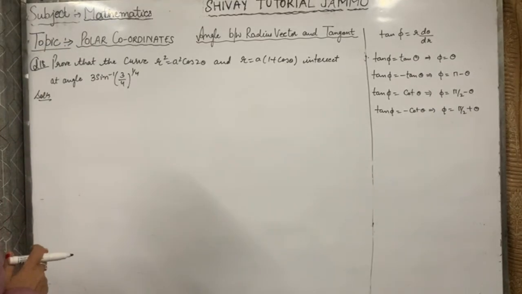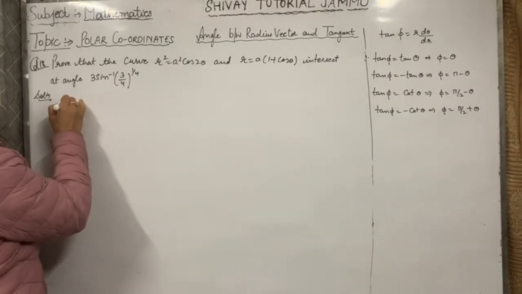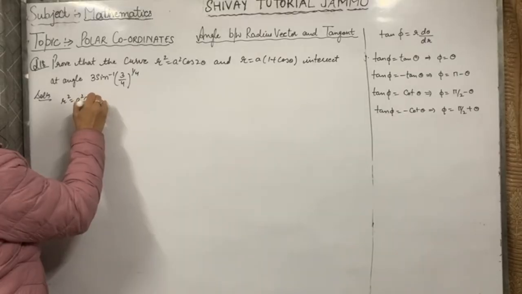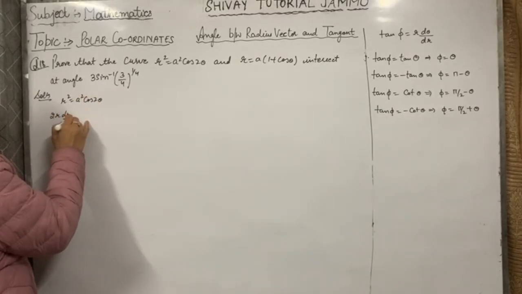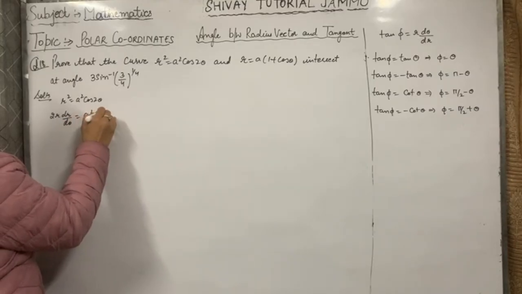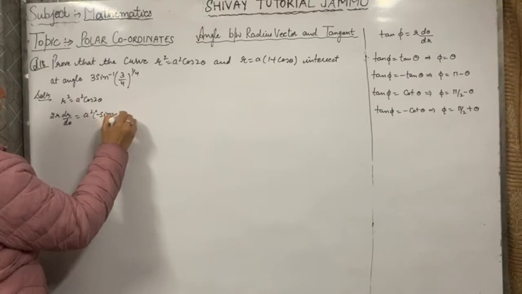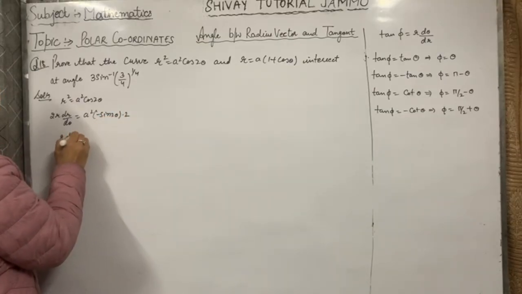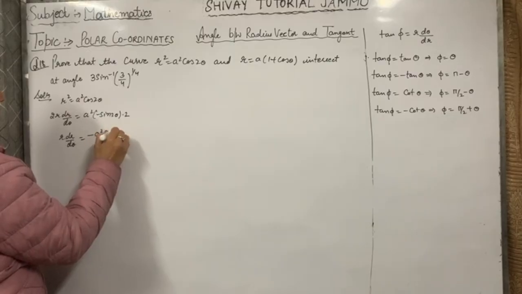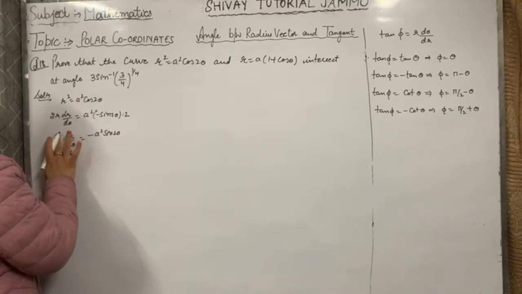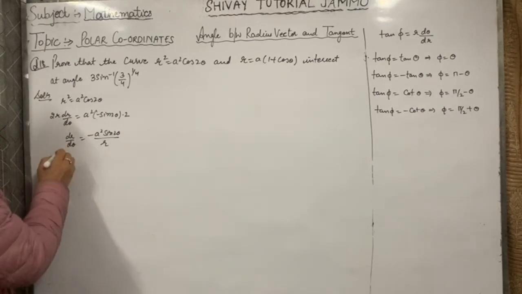Next question, curves are given to us and we have to prove the angle of intersection. First curve is r square equals a square cos 2 theta. Differentiate with respect to theta, we will get 2r dr by d theta equals a square times minus sine 2 theta into 2. So r dr by d theta will be minus a square sine 2 theta, and dr by d theta is minus a square sine 2 theta upon r.